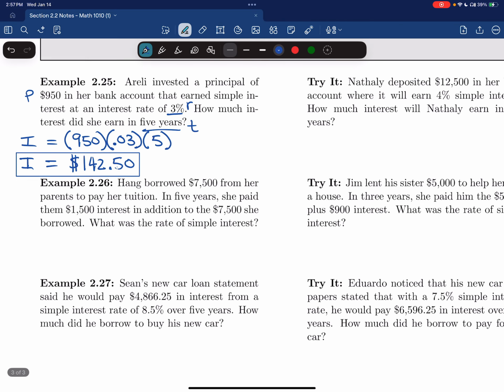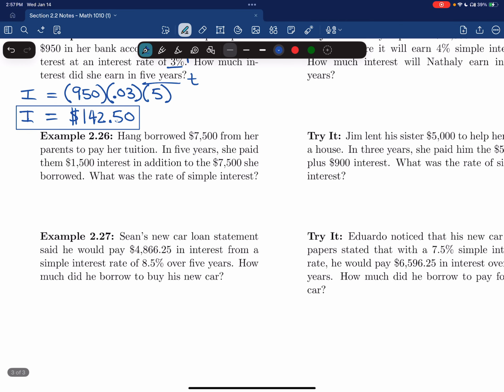Moving forward, example 2.26. Hang borrowed $7,500 from her parents to pay her tuition. In 5 years, she paid them $1,500 in interest in addition to the $7,500 she borrowed. What was the rate of the simple interest? Well, in this problem, they have given me the interest, but they didn't give me the rate. So my goal is to find the rate, R.